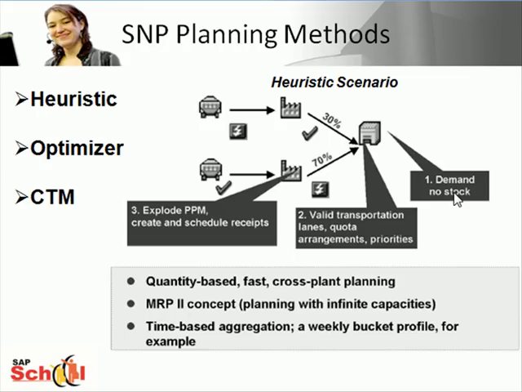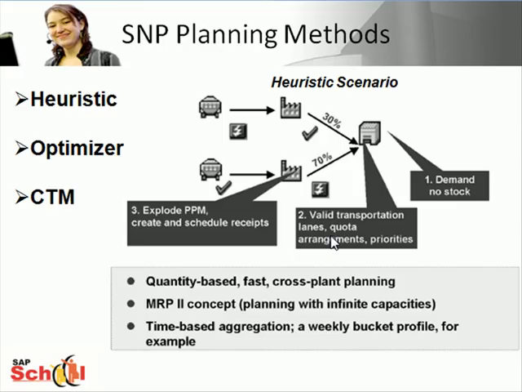The product is procured externally. The system analyzes the possible transportation lanes. Demand is split according to the quota arrangement and distributed to plants by stock transfers. Step 2. There is no stock at the plants, so SNP plans are exploded and the planned orders are created for the finished products and dependent demands are created for the parts.